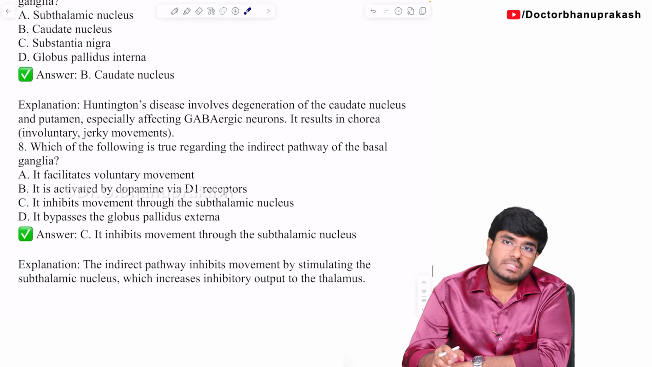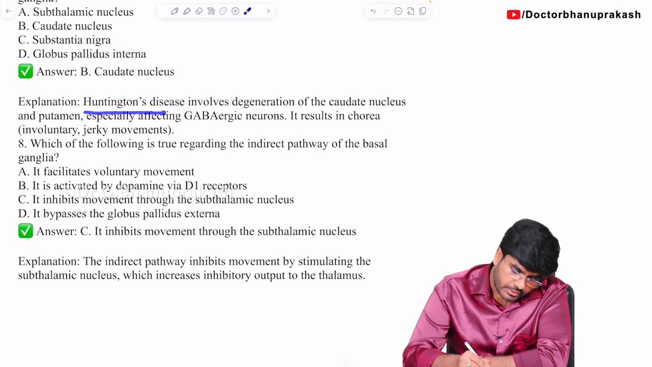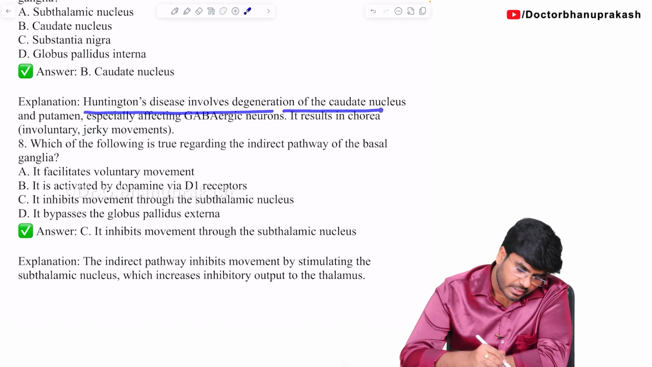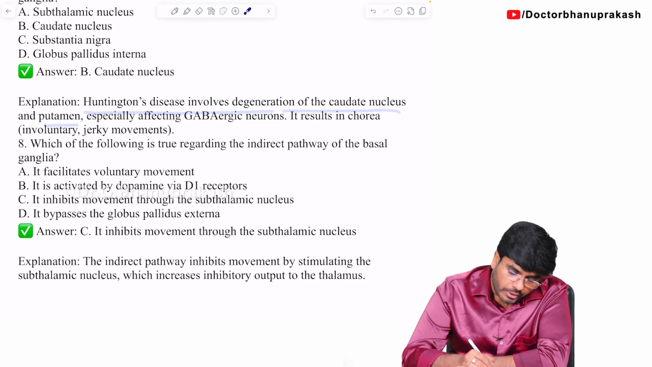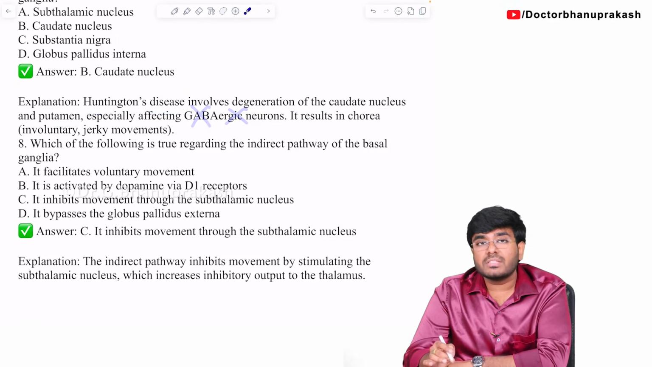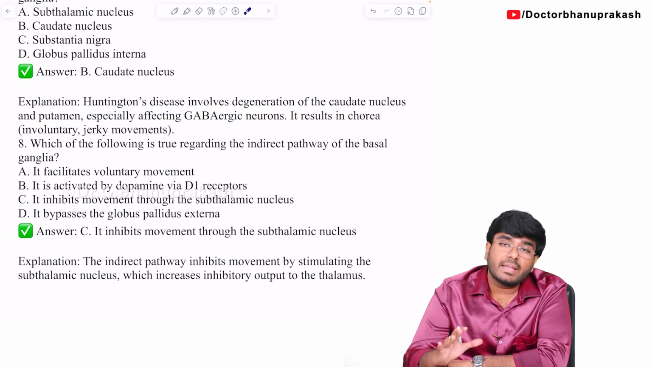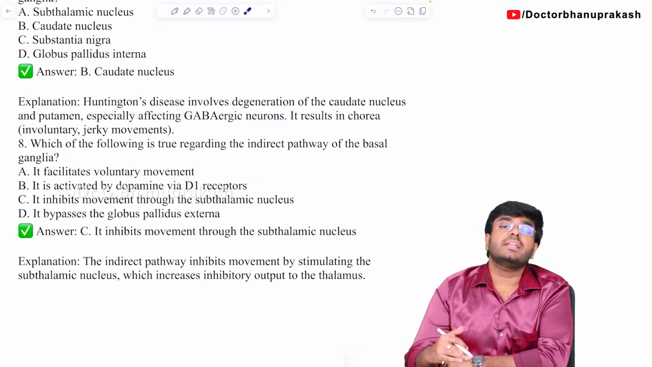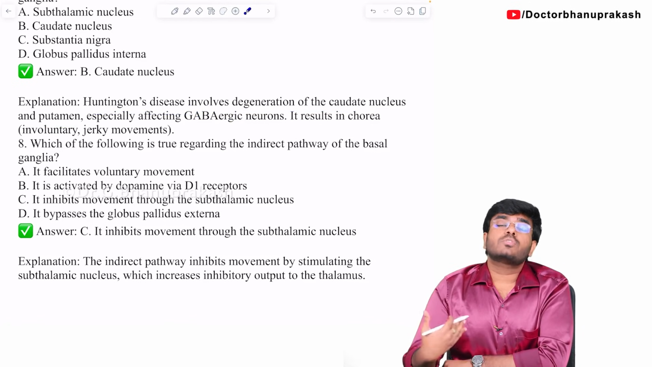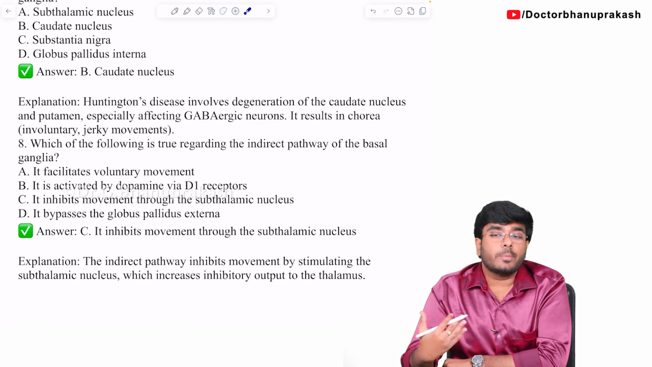Huntington disease involves the degeneration of the caudate nucleus and the putamen, so they are not going to release the GABA. Whenever GABA, an inhibitory neurotransmitter, is not there, there is going to be excitation of the movements. So there are going to be more movements. That's the reason why there is going to be chorea.